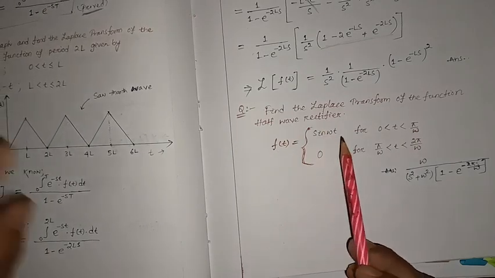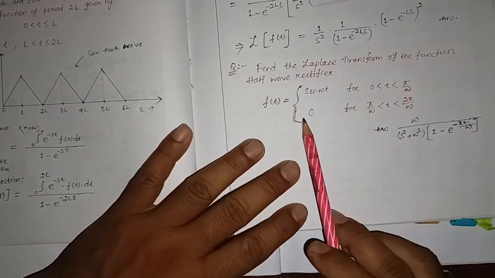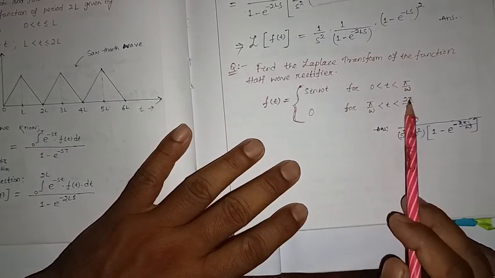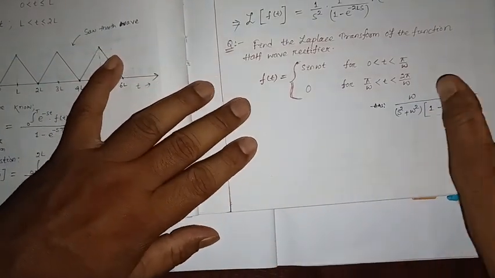Another question: find the Laplace transform of the function of a half wave rectifier, that is f of t equal to sine omega t, which is in between 0 to pi by omega, and 0 in between pi by omega and 2 pi by omega. The answer is this one. I left this question for you, you do it by yourself.